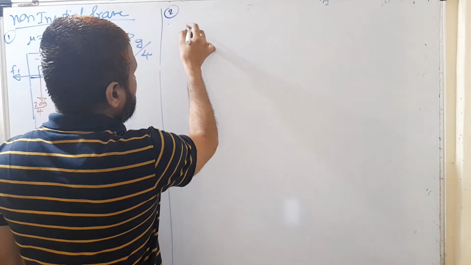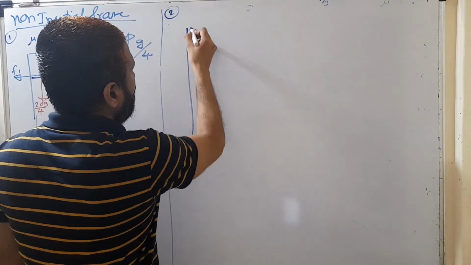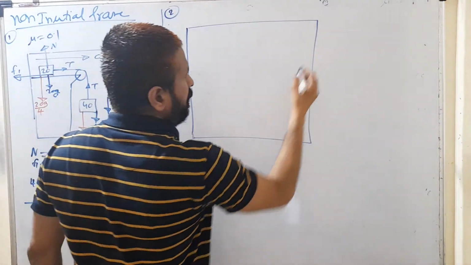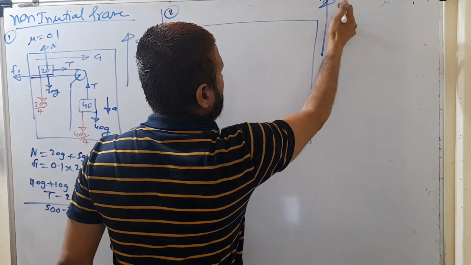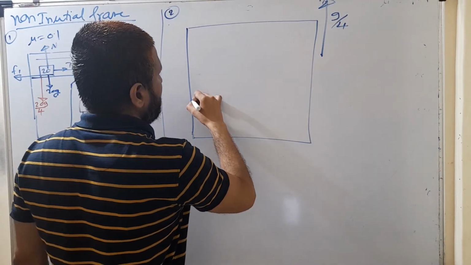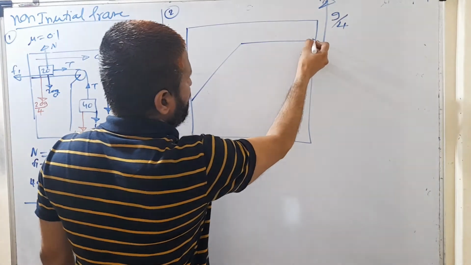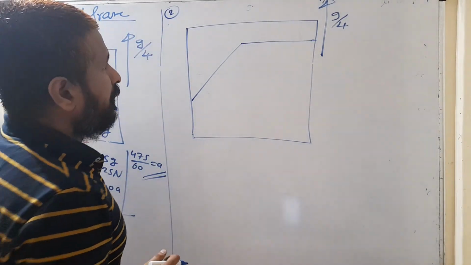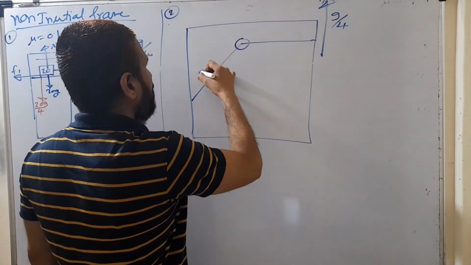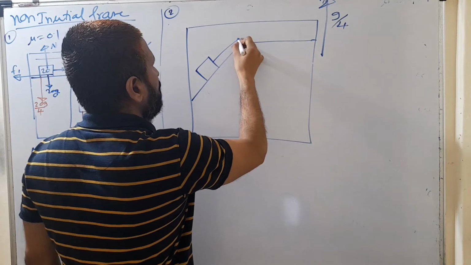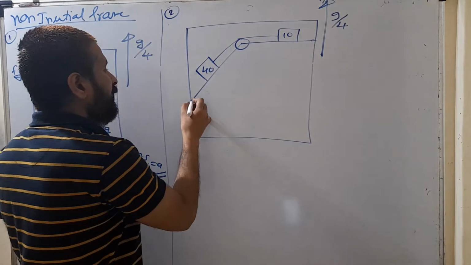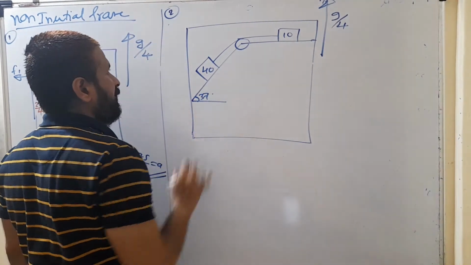The second question: again there is a lift, there is a frame. This frame is accelerated upward with g by 4. Here there is an inclined surface and there is a horizontal surface like this. The non-inertial frame is accelerated by g by 4. There is a pulley, there are two blocks, and one block is here. This block is of mass 10 and this block is of mass 40. Its inclination is 37 degrees.